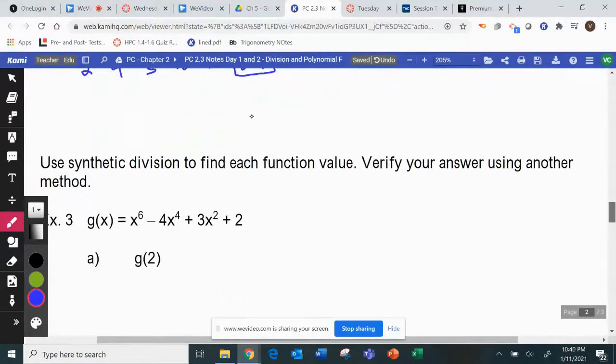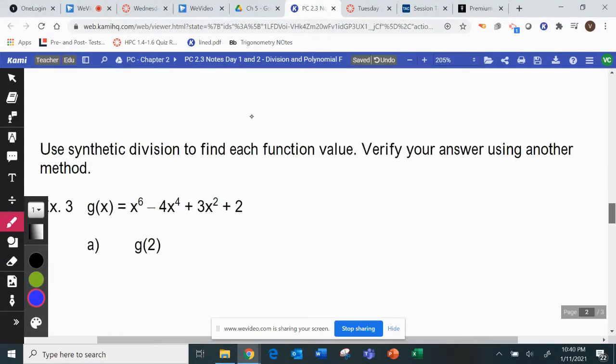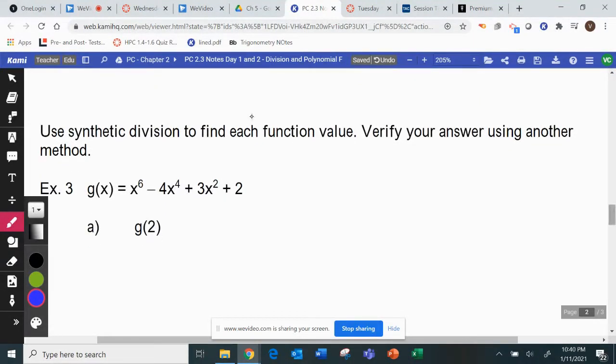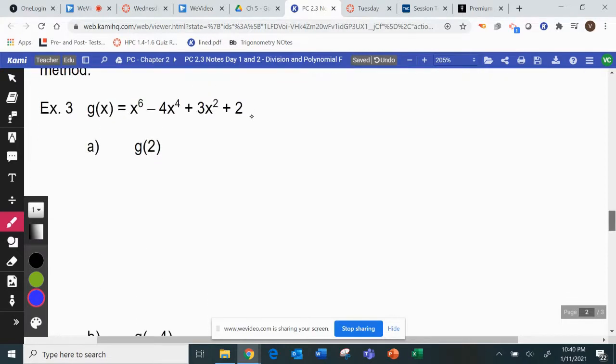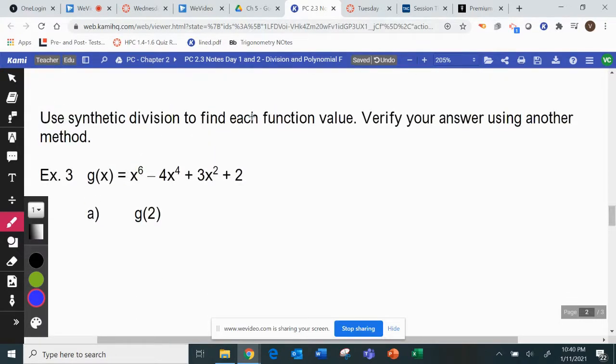Right, the last section is using synthetic division to find each function value. Verify your answer using another method. So this is called the, oh, I'm going to have to look it up. It's like remainder theorem, I think. Remainder theorem. This is the remainder theorem.